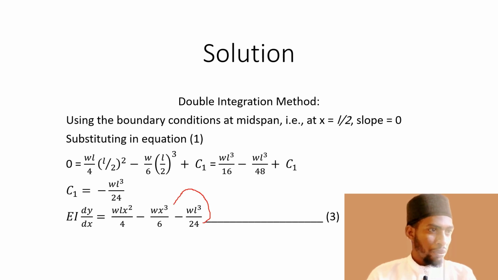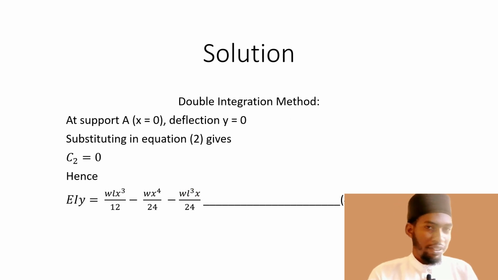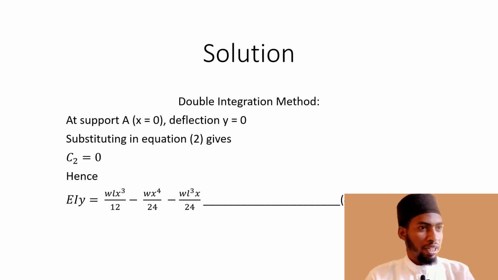Okay, so now we have equation 3: EI dy dx is equal to WLx square over 4 minus Wx cube over 6 minus WL cube over 24. Okay, so let's move to the next slide. So at support A, that is when x is 0. So this part now, to find C2, you can use either of the support, either support A or support B. Okay, we know that at support A, x is 0 because we started from left.